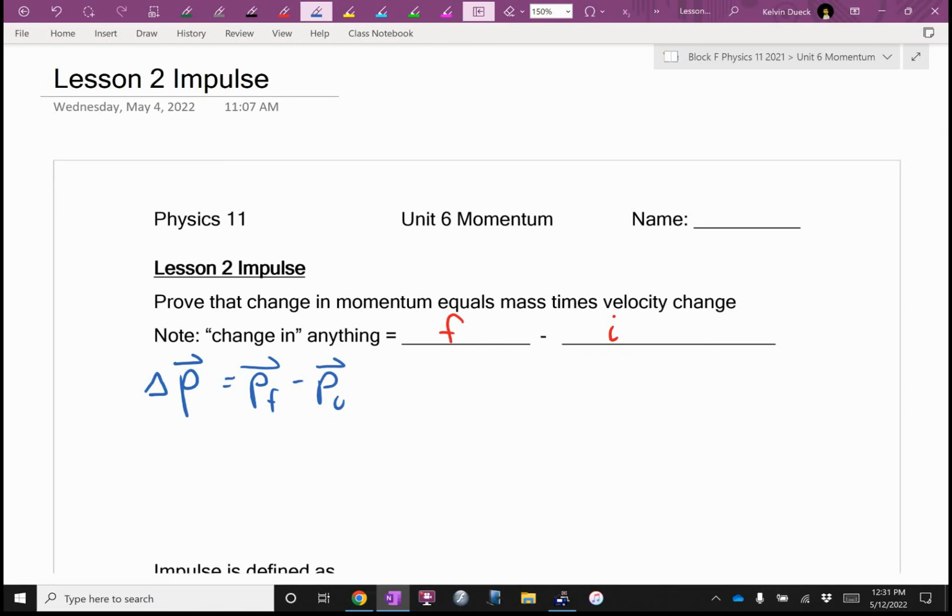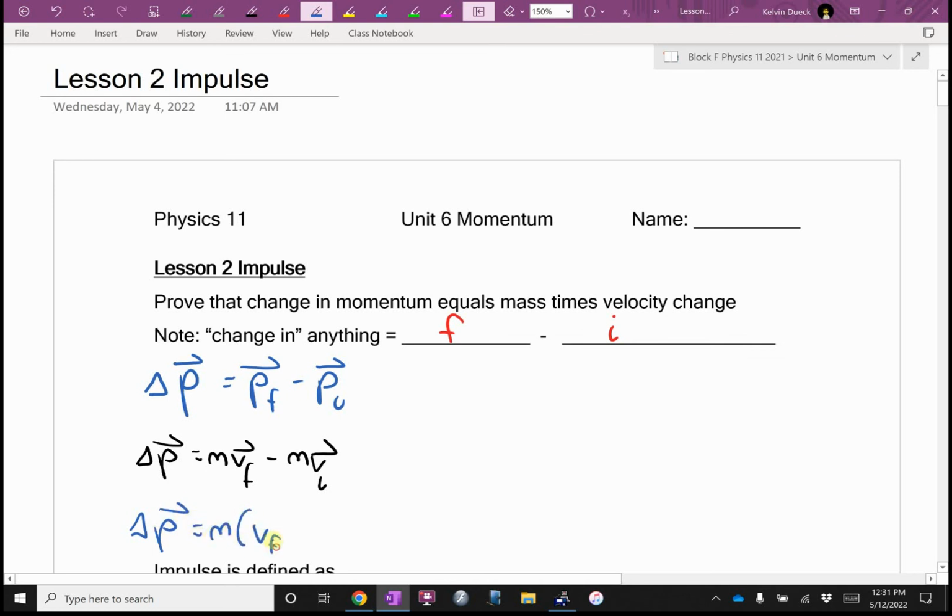Everybody, momentum is what times what? Zaina, I'm now going to say that I can write delta P as mass times V final minus mass times V initial. If momentum is mass times velocity, then final would be mass V final, and initial would be mass V initial. You okay with that? Now we're going to GCF. There's an M in everything on the right-hand side. I'm going to write this as M bracket V final minus V initial.